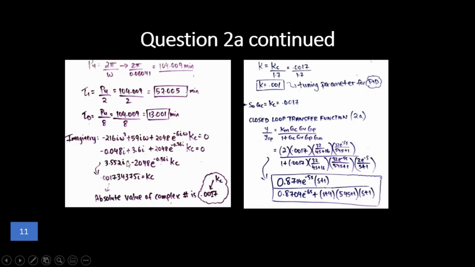And by solving the imaginary equation, we can find out that Kcu is going to be 0.0017, and then Kc is going to be 0.001, and that's the tuning parameter for the PID. And once you find Kc, we can plug it into the closed loop transfer function, since Kc is assumed to be GC. And once you do that, we can find out the answer for 2a, which is right here.